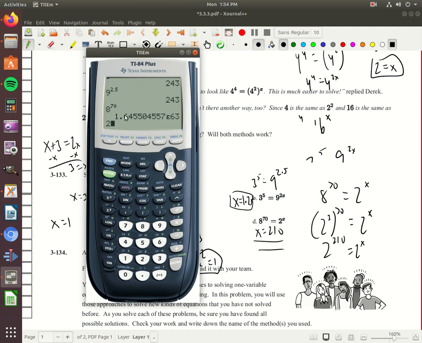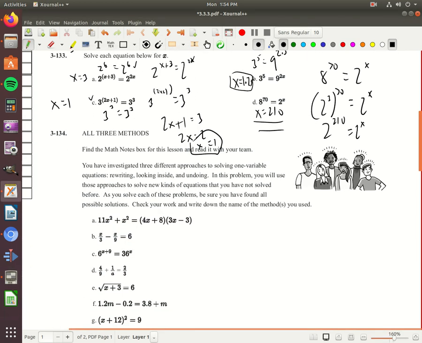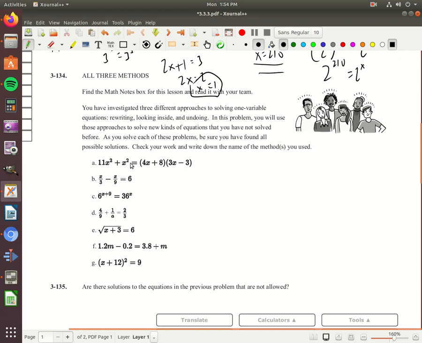And again, this is in scientific notation, I'm sorry, and that just means that you move the decimal 63. So it's a 64-digit number, which is a gigantic number, but I'm hoping this will be the same, and it is. So you can see x does equal 210 there. All right, so all three methods. So essentially what it's saying is go ahead and solve A through G using whichever method makes the most sense to you. This one I'll rewrite.